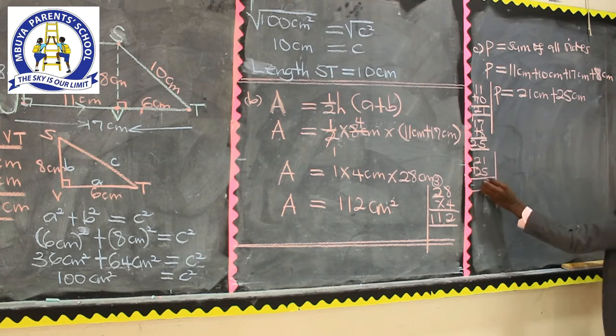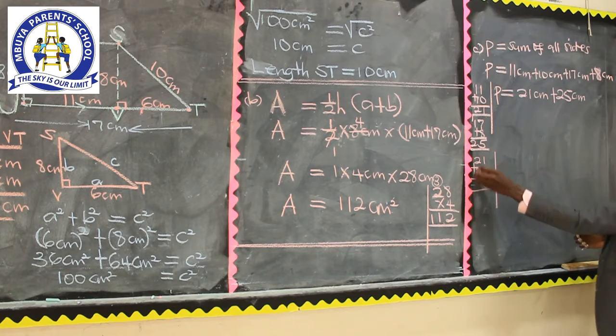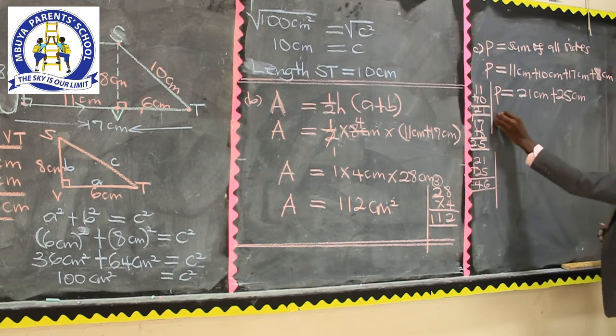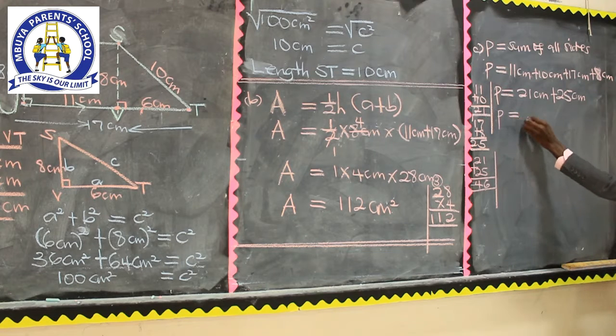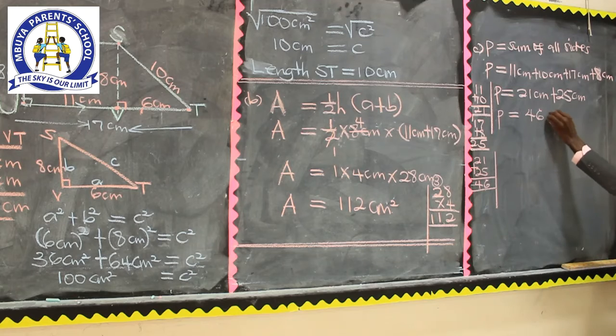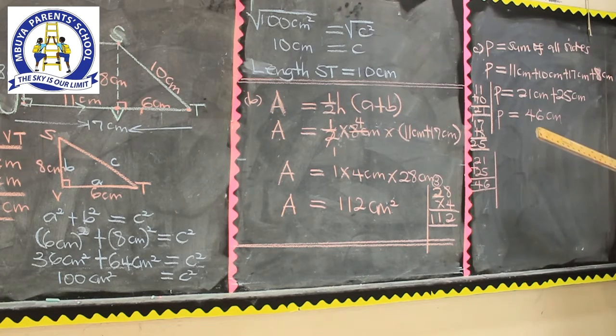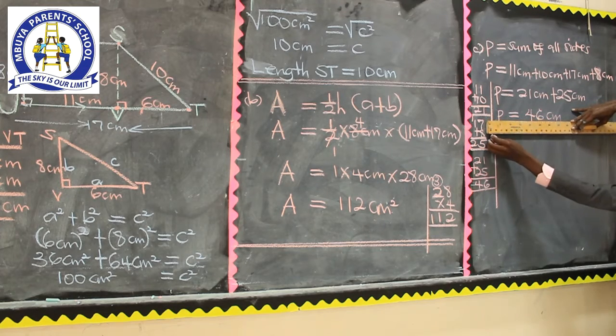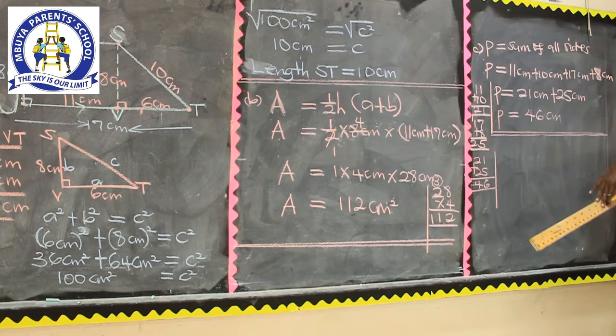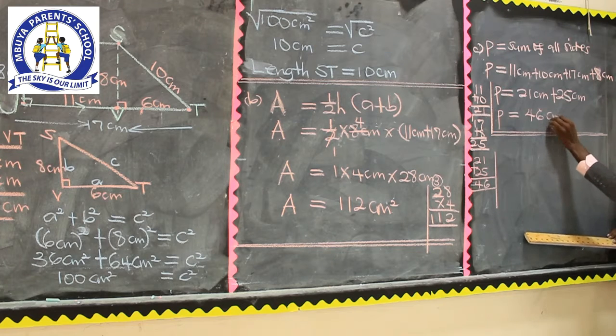So we are having this as 6 and this as 4, where we shall finally have to say that the perimeter for this trapezium is 46. Don't forget the units. These are centimeters. So from there, come and underline your answer for neatness. Underline your answer for neatness.